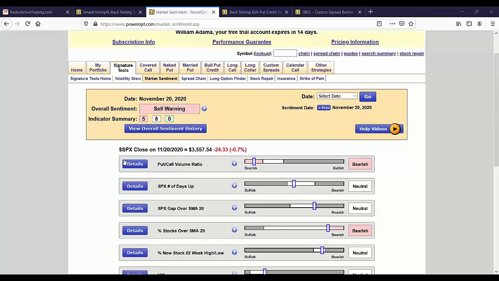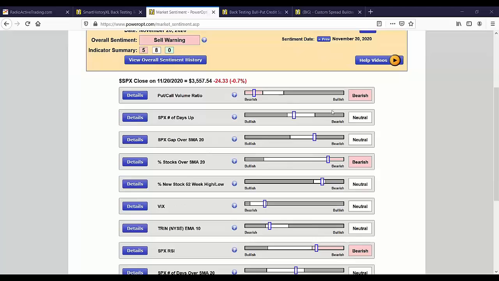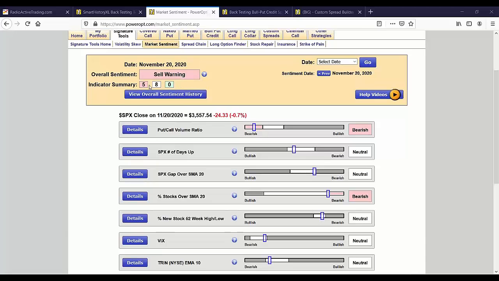So when you have a certain number that hits the bearish or bullish, that's when you start to see the sell warnings appear. I think it's about 4 or 5 bearish indicators to neutral or bullish that will start to show the sell warning. When we get to 7, I think it triggers the strong sell warning.